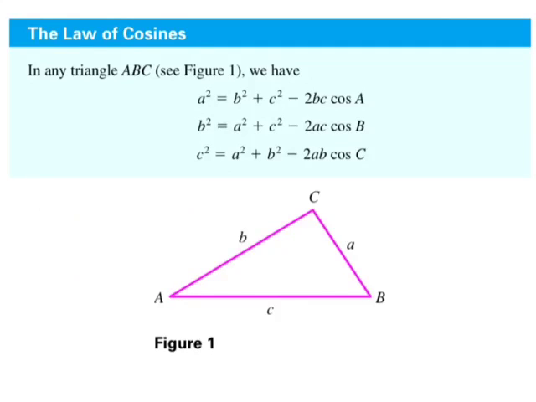The following video covers the law of cosines. So let's go ahead and take a look and see what it says. Well, it says that in any triangle ABC, and we have a figure right below, we have the following relations.